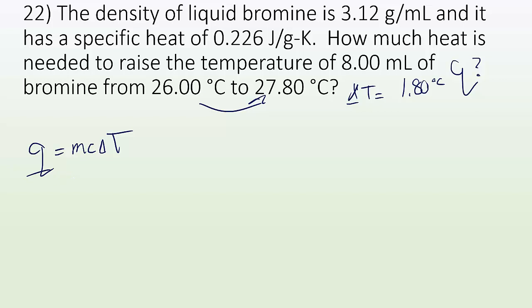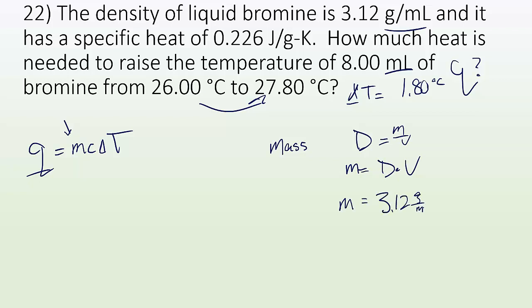But they are giving me a volume, and they gave me a density. I need it to be mass. So I'm going to have to first figure out the mass. Well, I know density equals mass over volume. So mass is going to equal the density times the volume. So mass is going to equal the density, which is given to be 3.12 grams per milliliter, times the volume of 8.00 milliliters, and I end up with a mass of 24.96 grams.